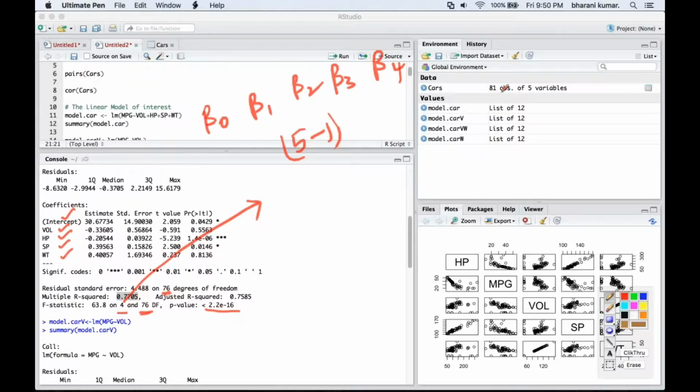How many observations do you have? 81 observations. So I have 81 observations. And how many calculations am I doing? 1, 2, 3, 4, 5 calculations. So 81 minus 5 is 76. Just in case you want to know how those values are getting calculated.